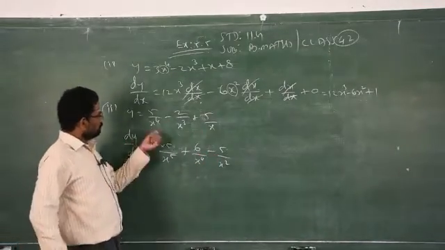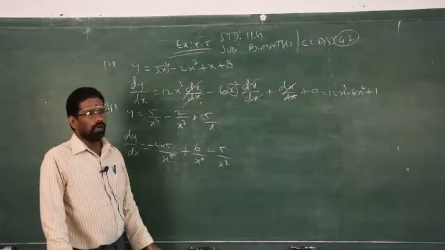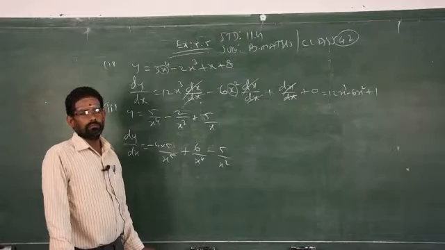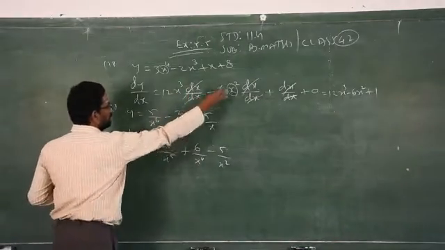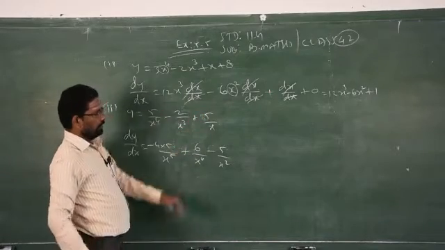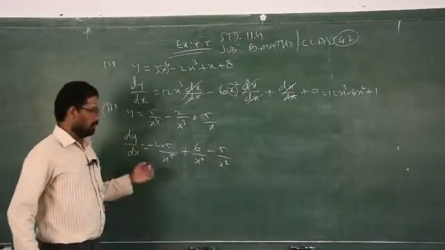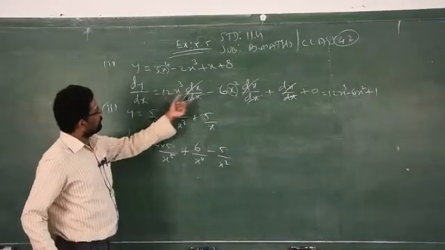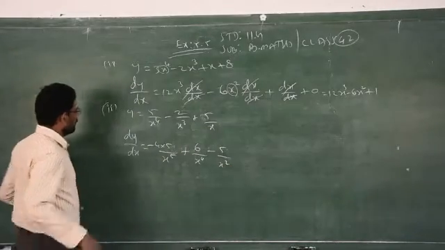Clear? So first you have to differentiate and you have to change the sign. This is the basic rule. You will get the answer. No need to write dx by dx. Just for explanation purpose I did it with the first one to differentiate. It is not necessary to proceed with dx by dx in all the problems. Just write the answer straight away.